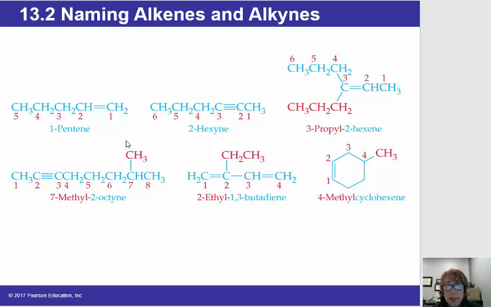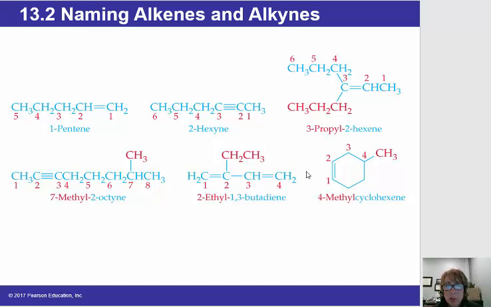So here we have 1-pentene. The 1 is the smallest possible number to assign that double bond. 2-hexyne, it's a triple bond, and 2 is the smallest possible number. And then 3-propyl-2-hexene. Here's also this example that we saw where the triple bond is on the opposite side of the branch, 7-methyl-2-octyne.